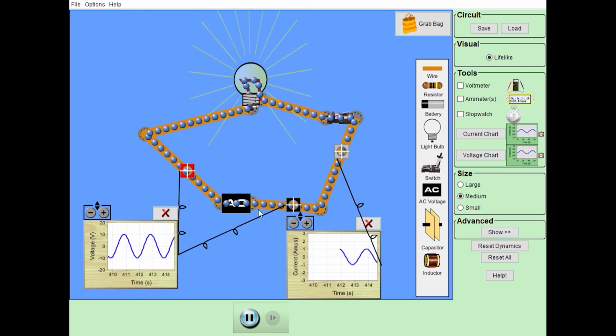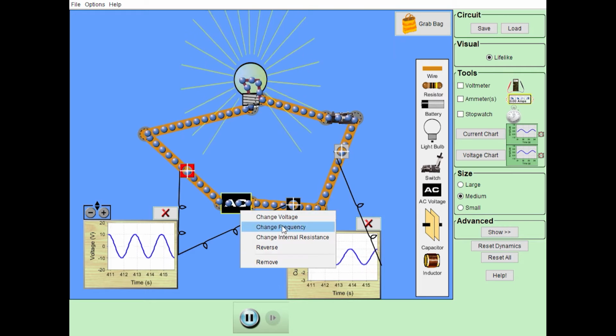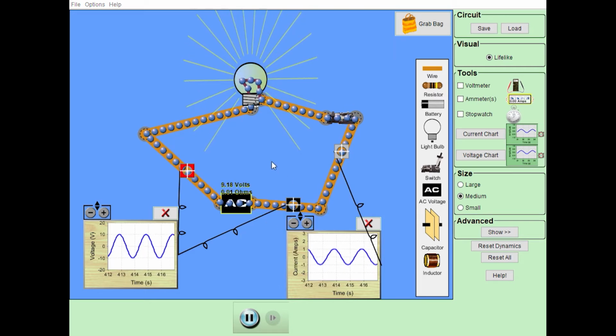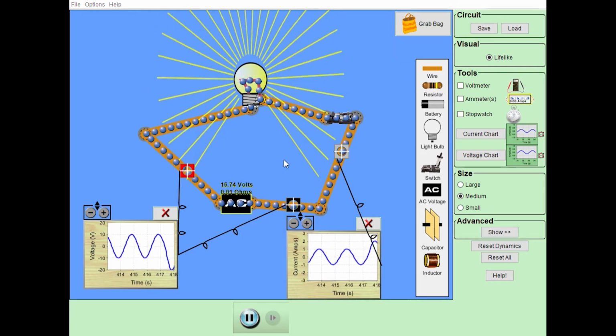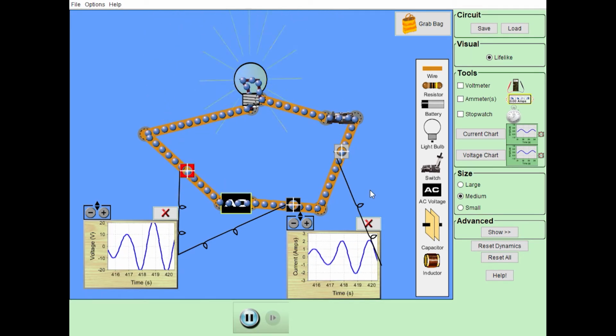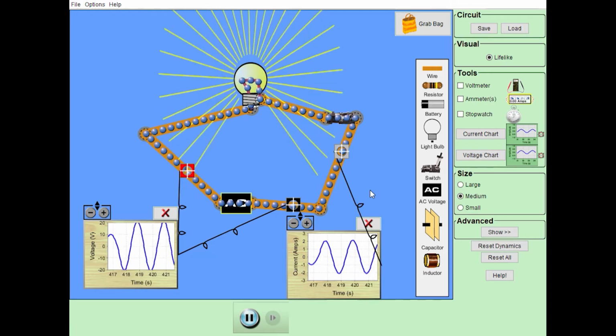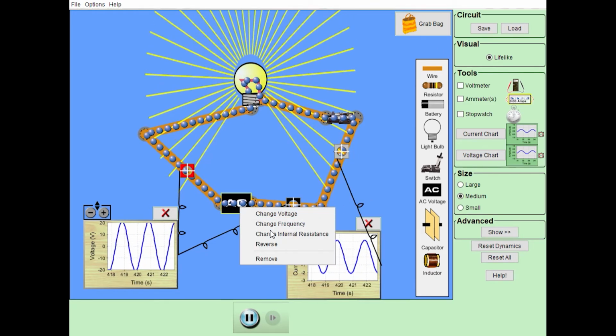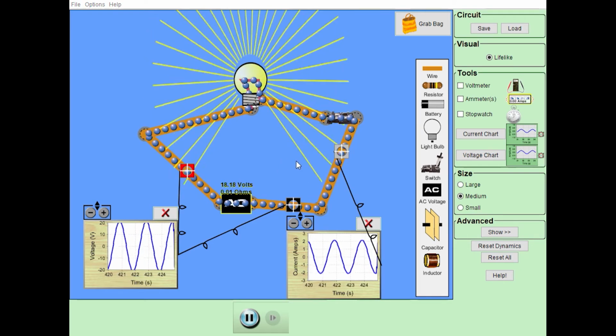A couple of features about AC. Well, one, I can increase the voltage, and that's just going to make those peaks bigger. Can you see? And the other one I could do, you can't really do this in DC, is change how quickly it changes direction.